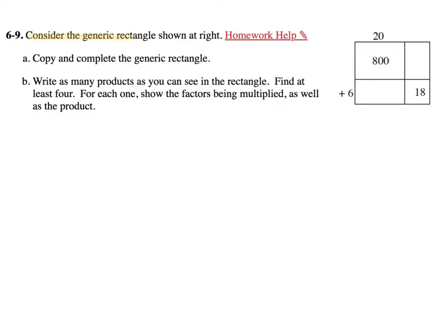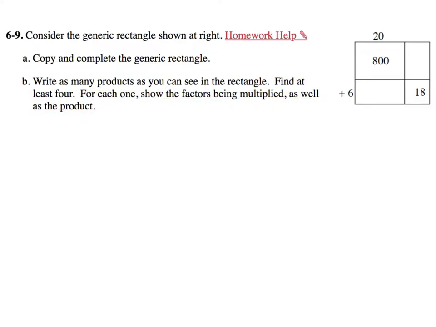Consider the generic rectangle shown at right. Copy and complete the generic rectangle. Write as many products as you can see in the rectangle. Find at least 4. For each one, show the factors being multiplied as well as the product.